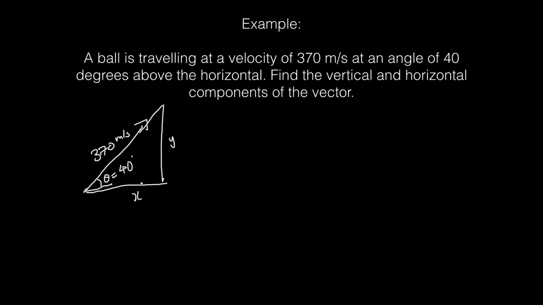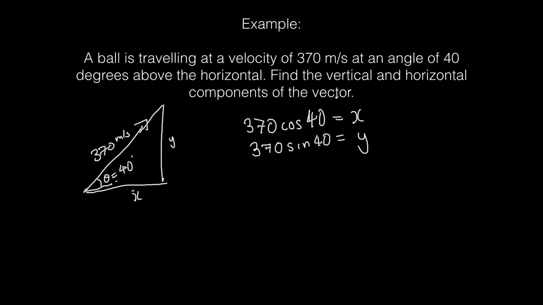What trig function relates the x and the hypotenuse? Cosine. So, if you remember, x is going to be equal to 370 cosine of 40. And what trig function relates theta and y? Well, it's going to be sine. So 370 times sine of 40 is going to equal y.